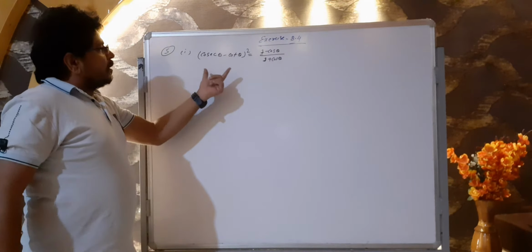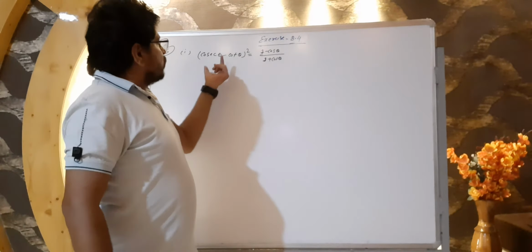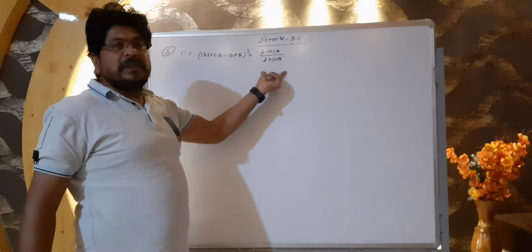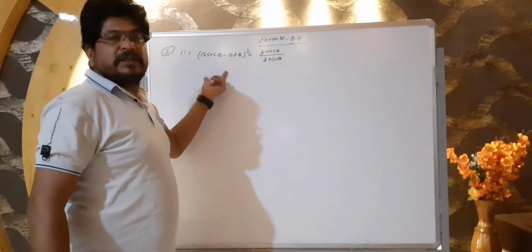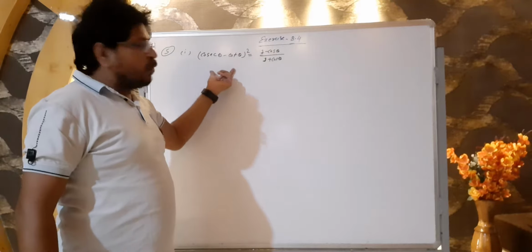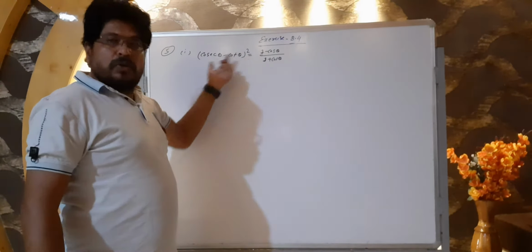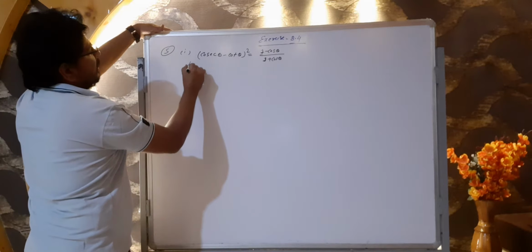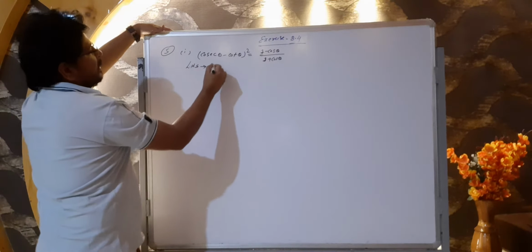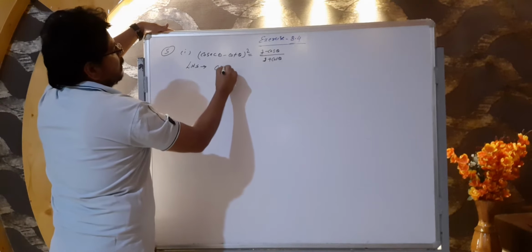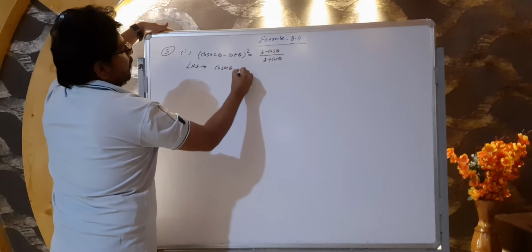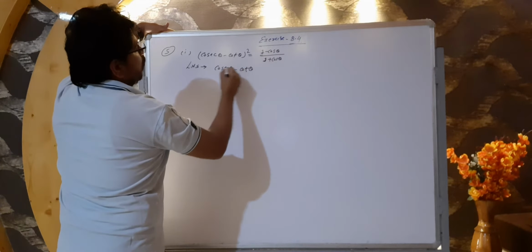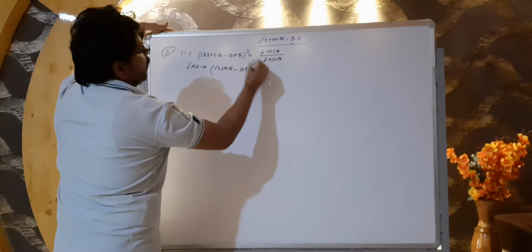Look here. There are two ways here. Through LHS we have to prove RHS, or through RHS we have to prove LHS. In most questions we will prove RHS through LHS. So what is our LHS? First of all we have to write our left hand side, that is cosec theta minus cot theta whole square.